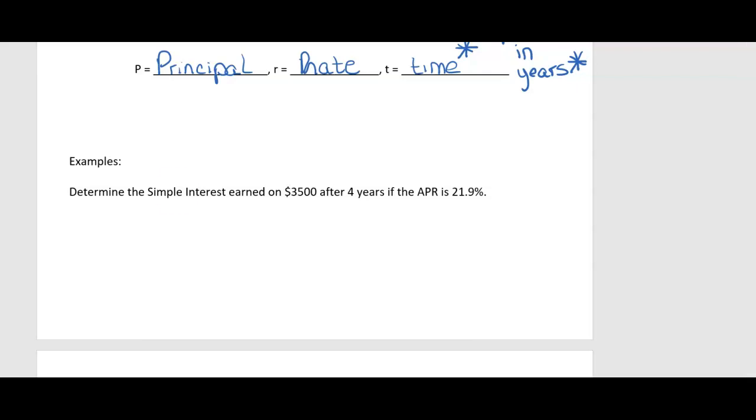Determine the simple interest. So you want to look for your keyword that you're finding simple interest, and then they're going to give me all of the information I need. Earned on $3,500, so that's my principal. After 4 years, that is in years, so that is my time. If the annual percentage rate is 21.9%, so there's my rate.